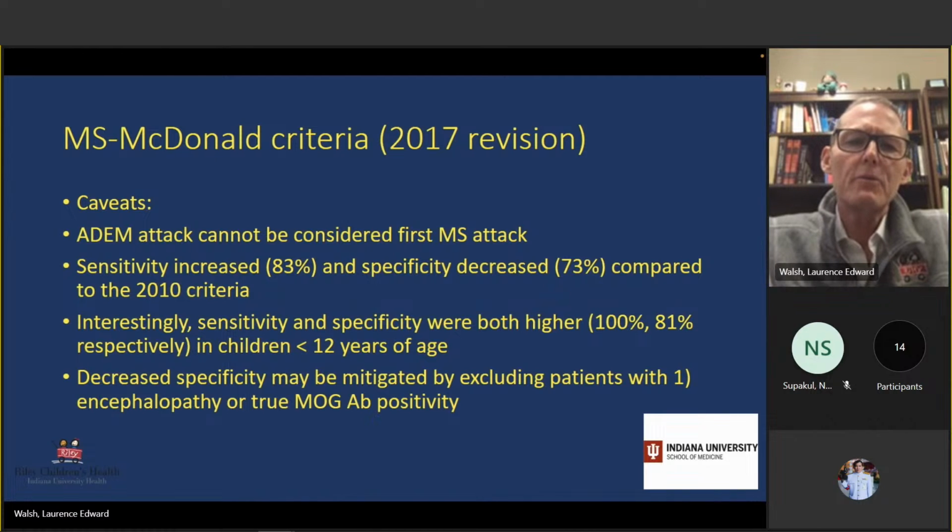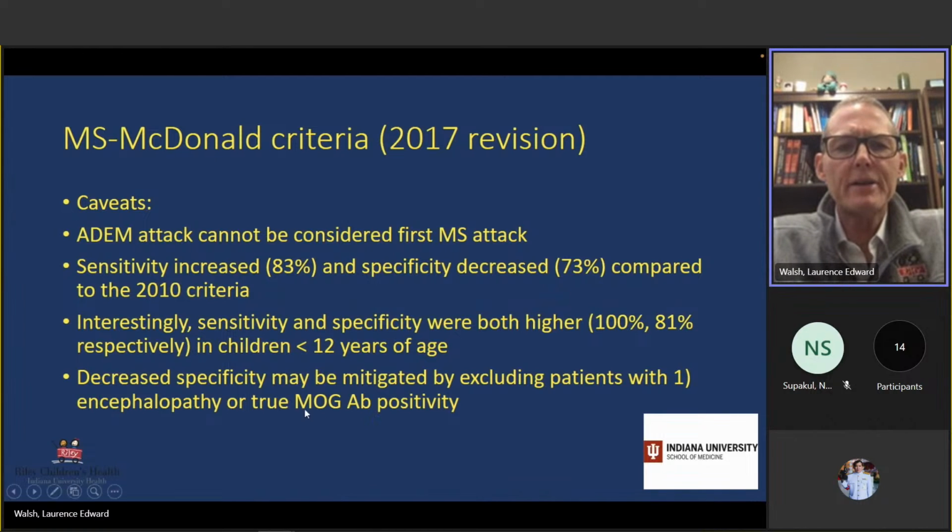But we can probably help ourselves some there by doing things like, if we have true MOG positivity, or if we look for these criteria, encephalopathy, if those are strictly adhered to, then this number goes up. But you still have a small population where the clinicians are trying to figure out, what do I do with this child? Does he really have MS or not? The goal is to have high sensitivity, though, because we obviously want to start disease-modifying therapy as soon as we can in MS, because we want to decrease the amount of morbidity with it.